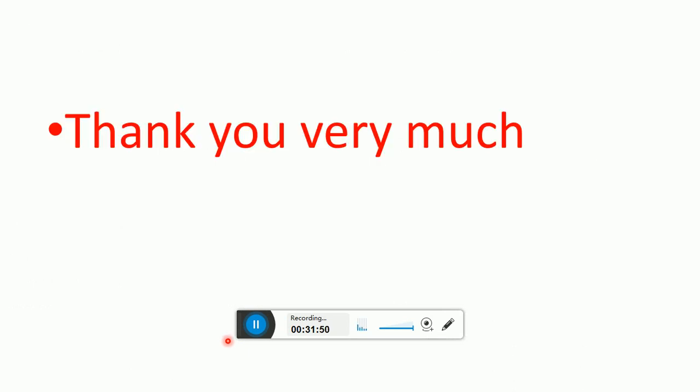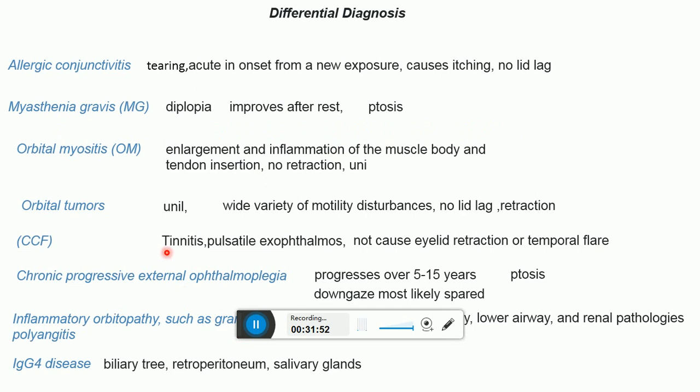Thank you very much. One thing which we left is the differential diagnosis. These are also important because a lot of other diseases can mimic TED, like allergic conjunctivitis. There is tearing, acute in onset from a new exposure. It causes itching. There is no lid lag. Myasthenia gravis. There is diplopia. It improves after rest, and there is ptosis.